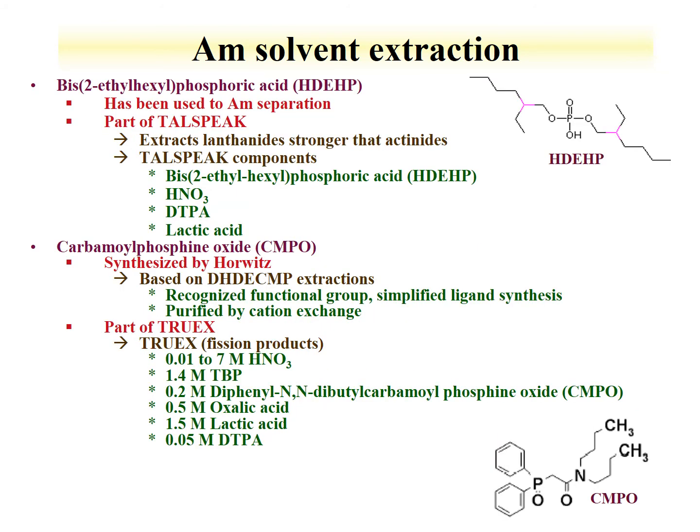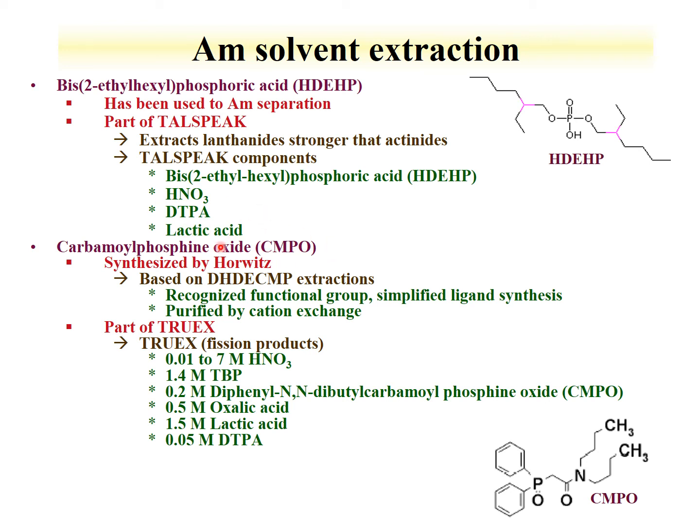Other solvent extractions that are used for americium include HDEHP. This is part of the Talspeak process, which you can look at. You can look up some links on the separations page, and it will be part of the separations presentation. Talspeak uses HDEHP, nitric acid, DTPA, and lactic acid. So this organic, the HDEHP, is shown here. It goes into the organic phase. The DTPA, diethylene triamine pentaacetic acid, remains in the aqueous phase, and lactic acid is used as a buffer.